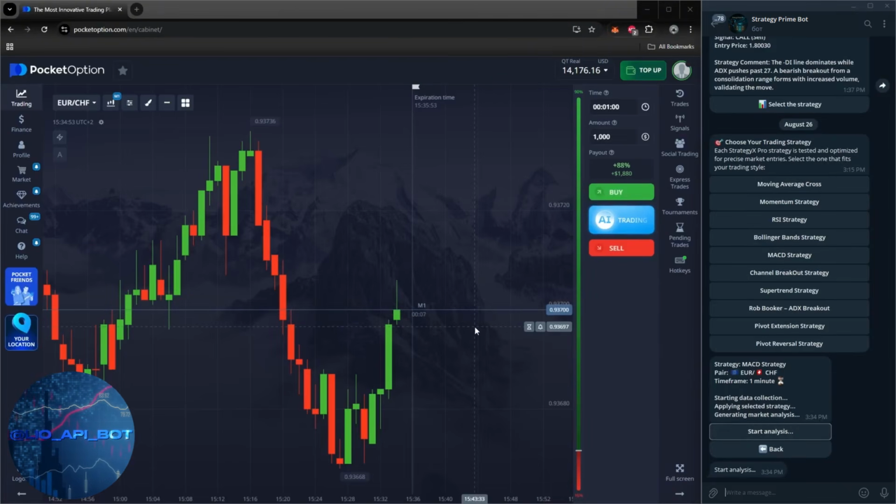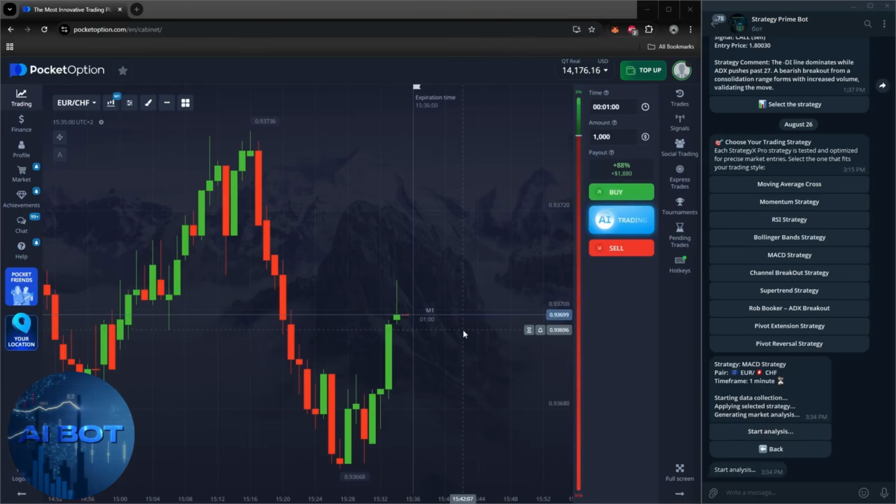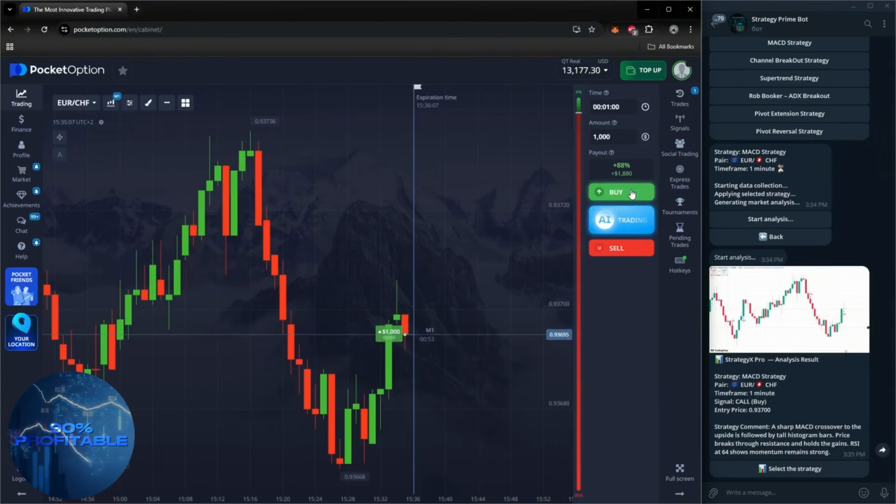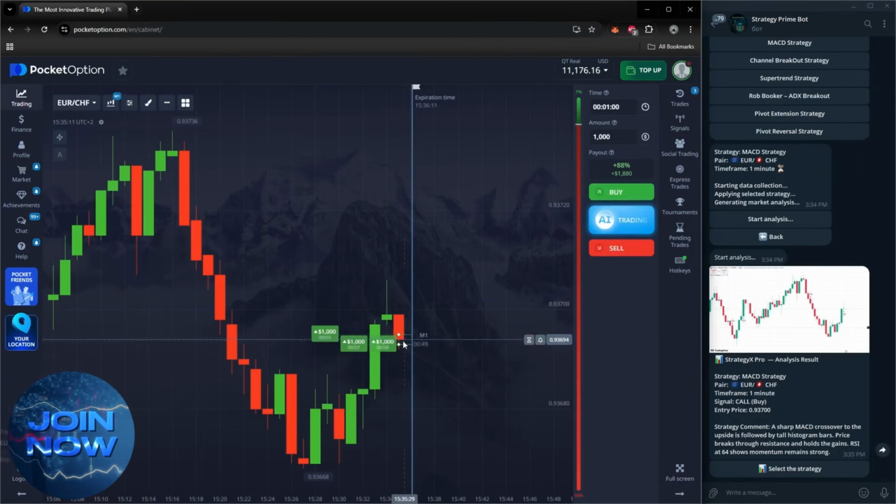Super simple trading strategy, super simple trading robot. You're already going to start mastering the strategy because the robot is going to give you a breakdown of the trade. So here we have a buy position, so we're going to place $1,000 here, wait for a second, place another 2,000 here on this trade, and let's look into the analysis.